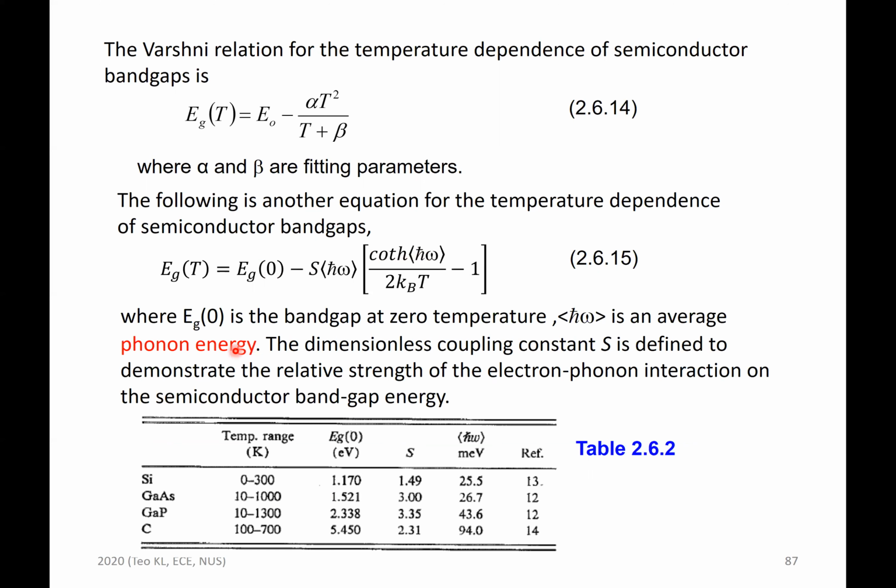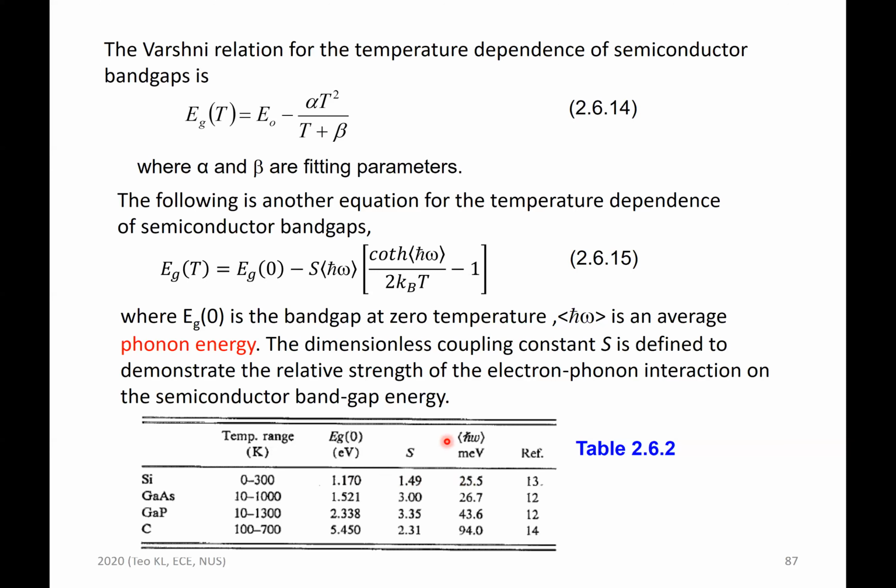So this basically demonstrates the relative coupling constant, the strength of the electron and phonon interaction on the semiconductor band gap energy. So the S itself is basically the coupling constant. This table shows the temperature range of the silicon, the band gap at temperature equals 0, the relative strength of the electron and phonon interaction. H bar omega is the phonon energy involved.